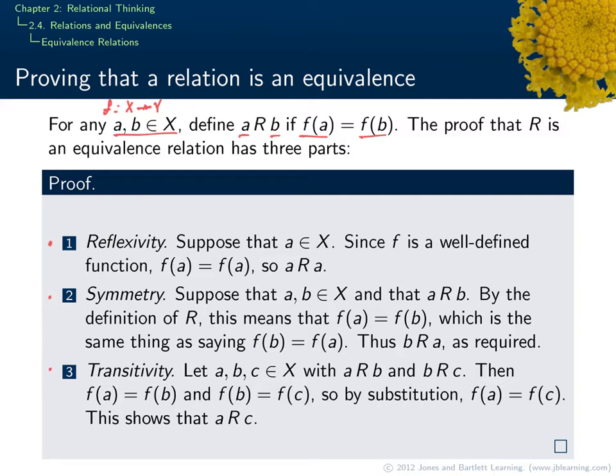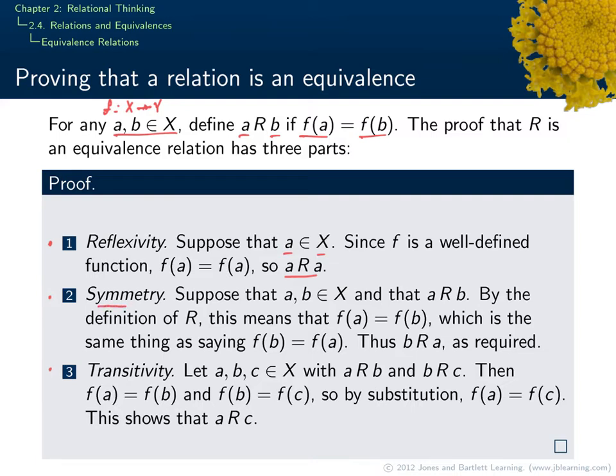The reflexive property states that if you take any A in our set, that A is related to A. So let's check that. If you take f of A, that's clearly equal to f of A, and that means that A is related to A under this particular relation.